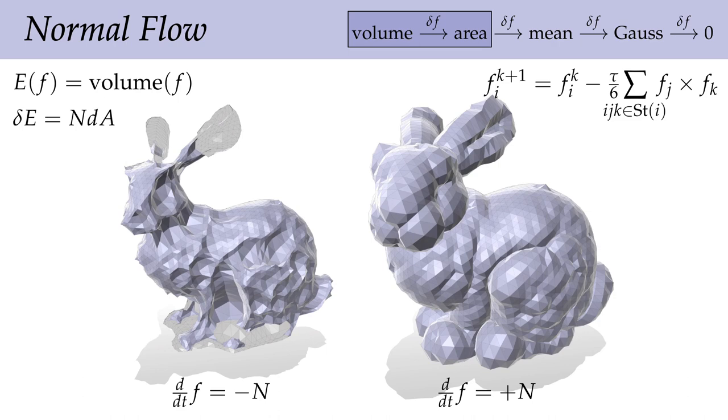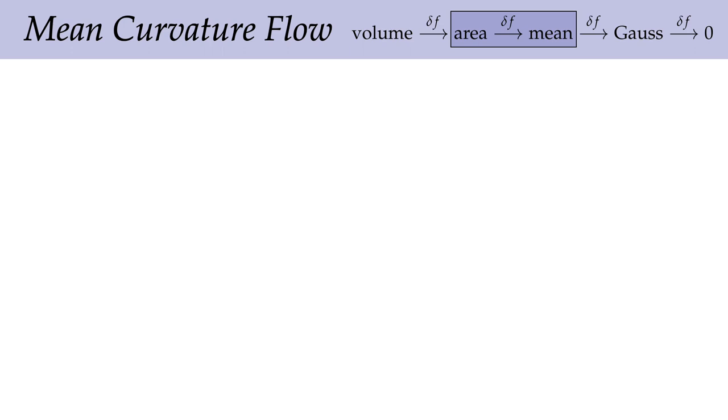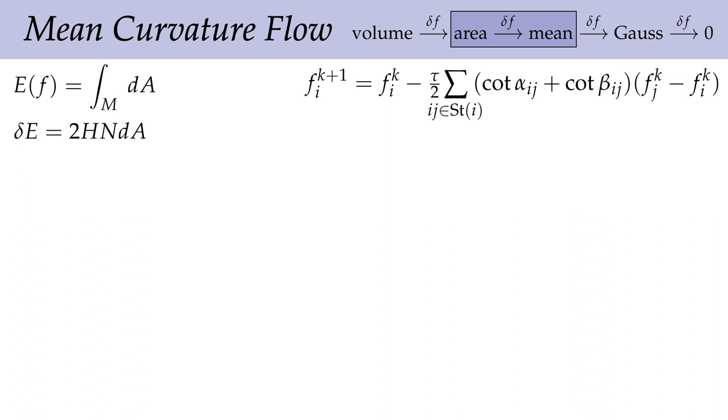So let's go to the next function in our sequence, the next energy, which is the surface area. Just integrate over the surface its area. We know that in the smooth setting, the variation of area is twice the mean curvature normal. And we know in the discrete setting that we can express the mean curvature normal using the Cotan formula. So a very, very simple mean curvature flow is: go to each vertex, apply the Cotan formula to get this mean curvature vector, and push the surface a little bit in that direction.